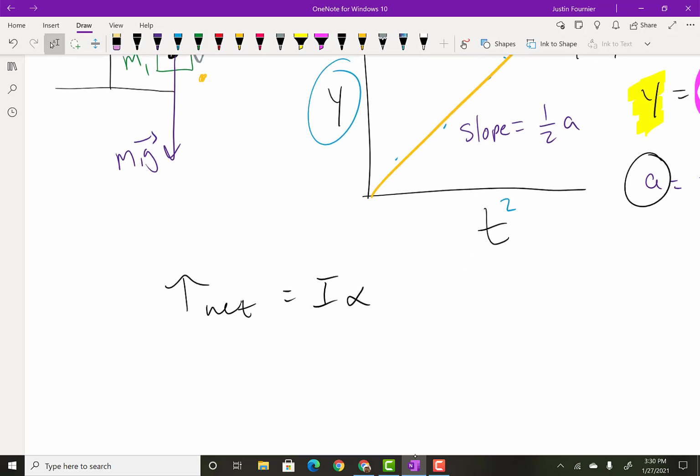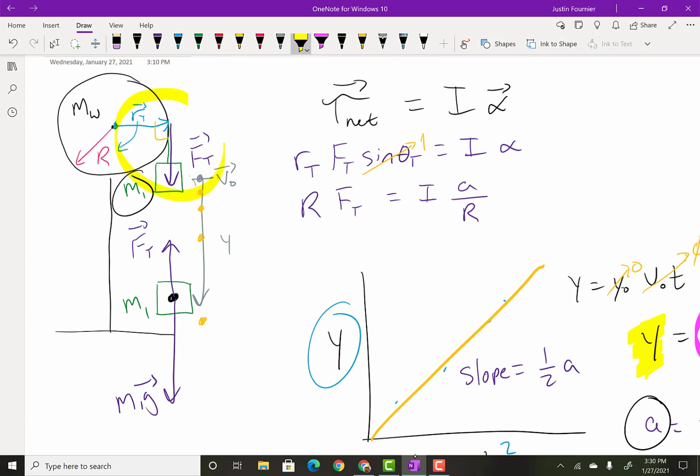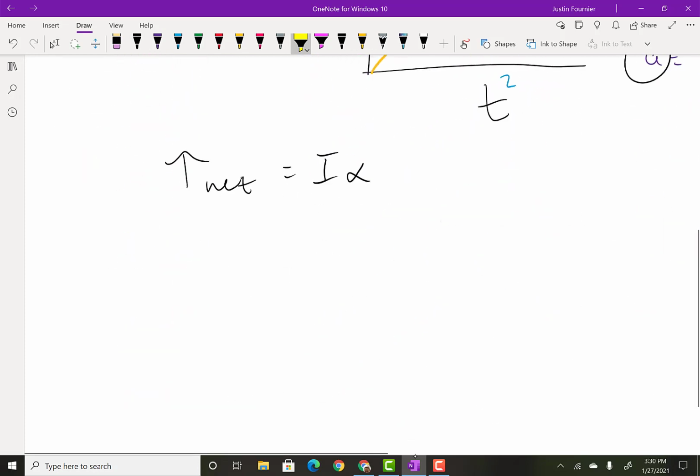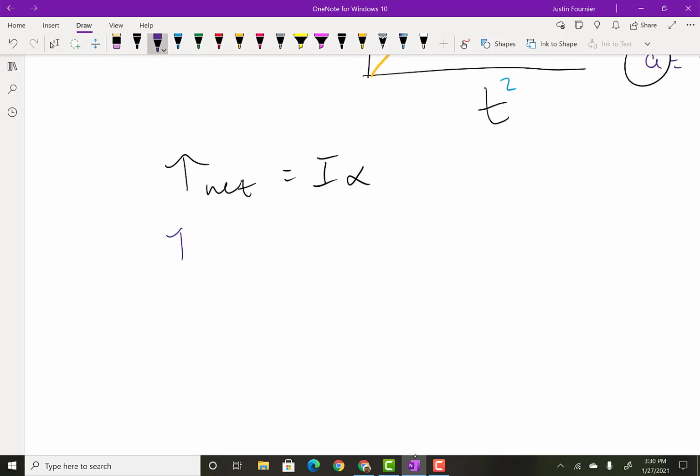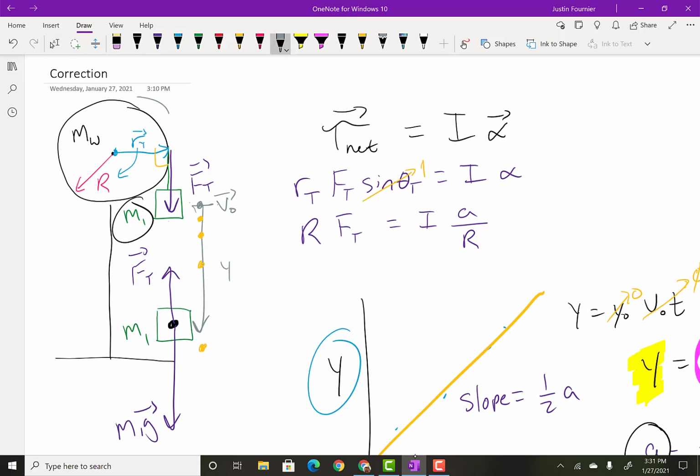But now, here's my issue again. Torque net equals I alpha. The torque, there's only one torque here. That's what's nice here. It's just the torque from the tension force equals I alpha. And this is going to be the positive direction. Down is going to be the positive direction there. Again, whatever direction your acceleration points, just make that positive.